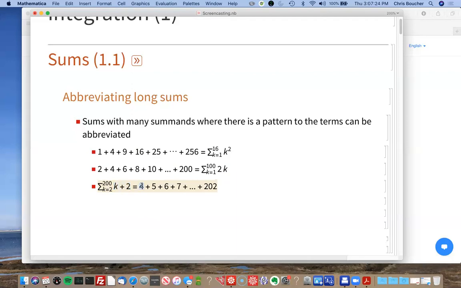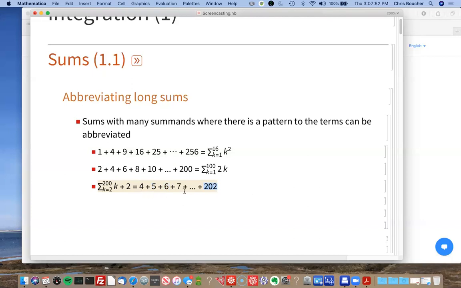Then I increment the counter by 1. So the counter started at 2, so when I increment it, it goes to 3. And again, I plug into my formula. 3 plus 2 is 5. So the next term is 5. Then the counter goes to 4. 4 plus 2 is 6. There's the next term, and so on. And I keep going until the counter hits the top value, which is 200. And 200 plus 2 is 202, and that's where the final term in the sum comes from.